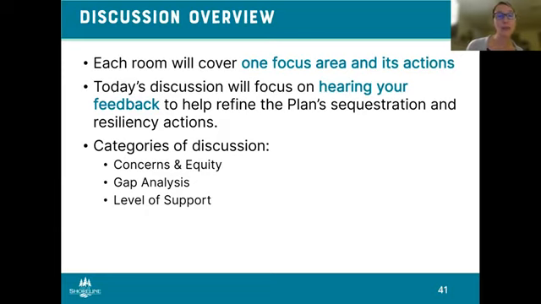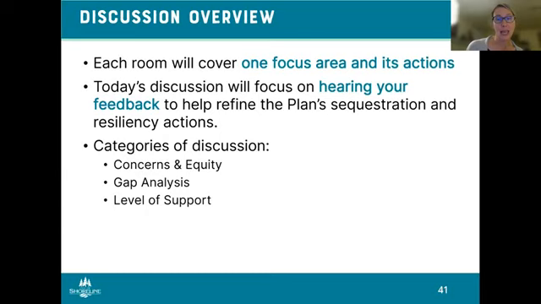If you didn't put a preference, or you entered the meeting just a little bit after that poll, then we'll pre-assign you. And if you get pre-assigned to ecosystems and sequestration and you'd really like to talk about community resilience and preparedness, just let your facilitator know. We'll put you back in the main room and get you reassigned. Today's discussion will really be focused on hearing your feedback to help refine the plan's actions related to these two focus areas.